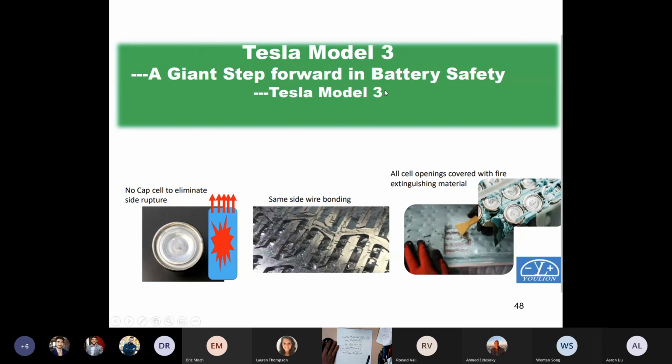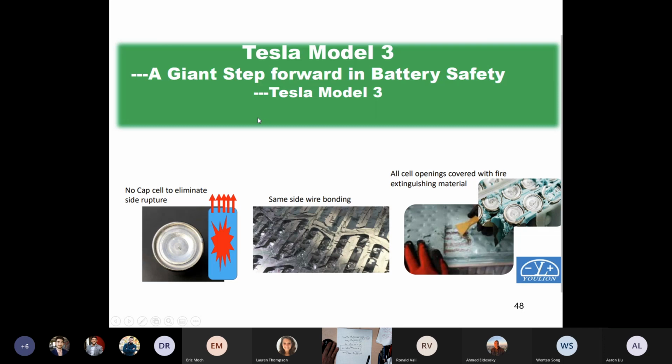Tesla Model 3, a giant step forward in battery safety. So the cells are designed so there can be no side rupture. And I'm not sure what this means, same side wire bonding. I don't know why this is important. But all the cell openings are covered with fire extinguishing material, so that if one of the openings goes up, there's a lot of fire extinguishing material here to help prevent propagation and spread of fire.